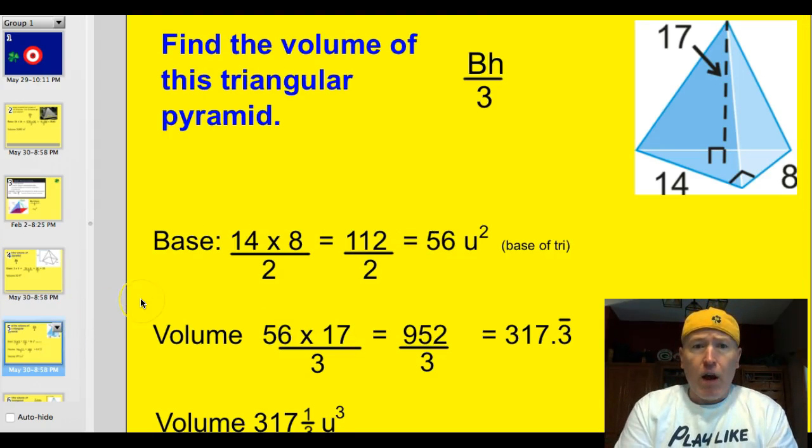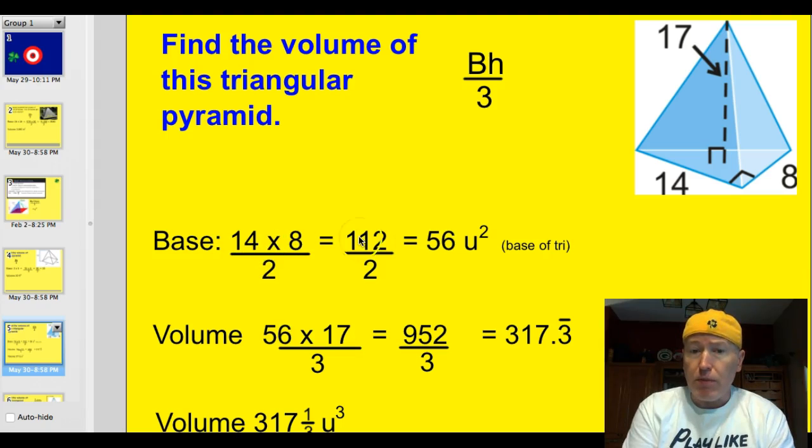Oh, it's fun. All right, find the volume of this triangular pyramid. A little more work is involved in here because we don't know what the base is, and you can't just multiply these together. You've got to either cut one of these in half or divide your product by 2. So I'm going to divide my product by 2. So here's the base of my triangle, 14 times 8 divided by 2. Simplify. That's 112 divided by 2 is 56. So this is the base of the triangle.